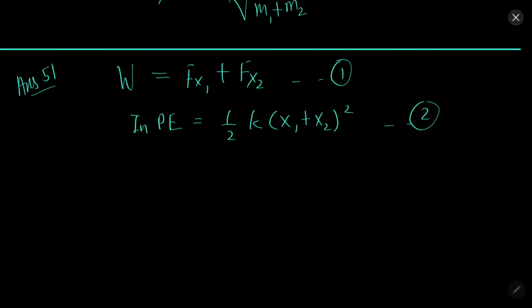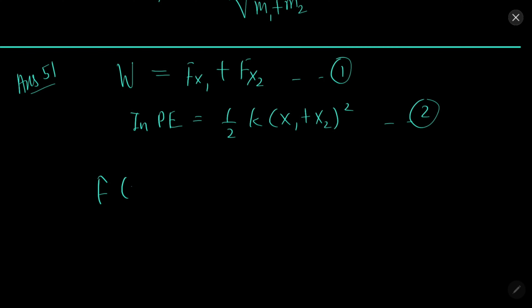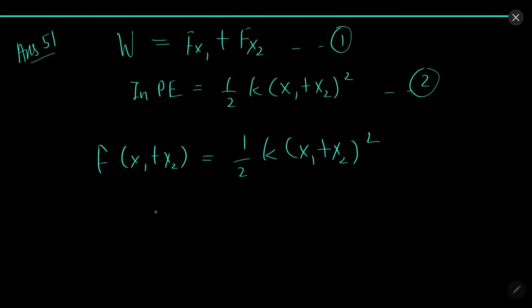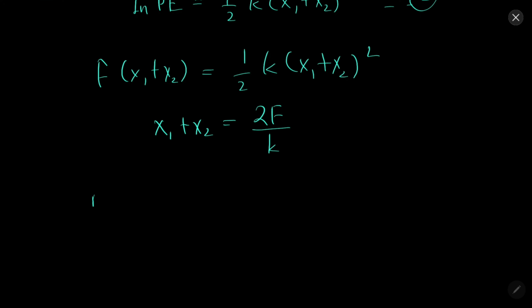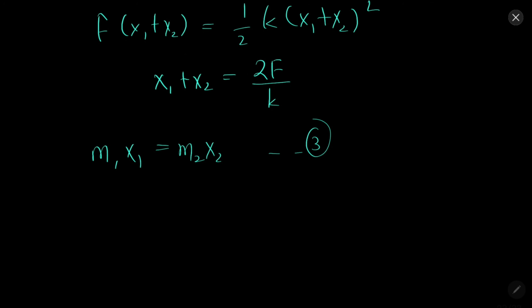Let this be equation 2. By equation 1 and 2 we can have this thing, because work done is equal to change in energy. So x1 plus x2 will be equal to 2F over k. Now we know that the net external force on the block is 0, so this will be the case. Let this be equation 3.